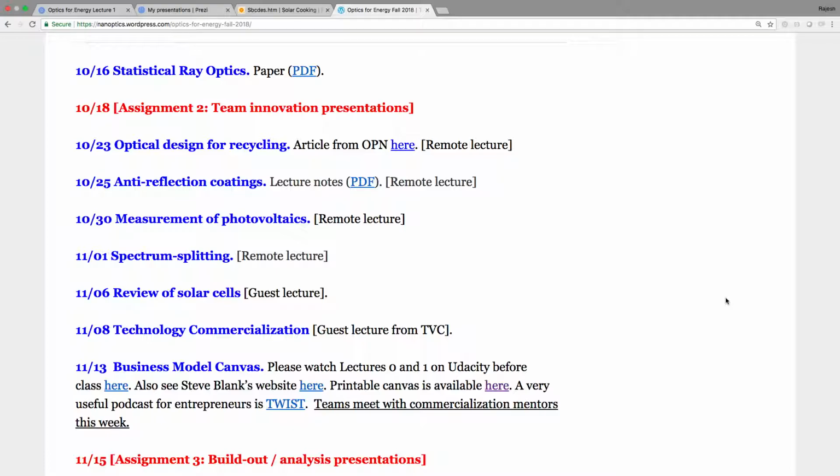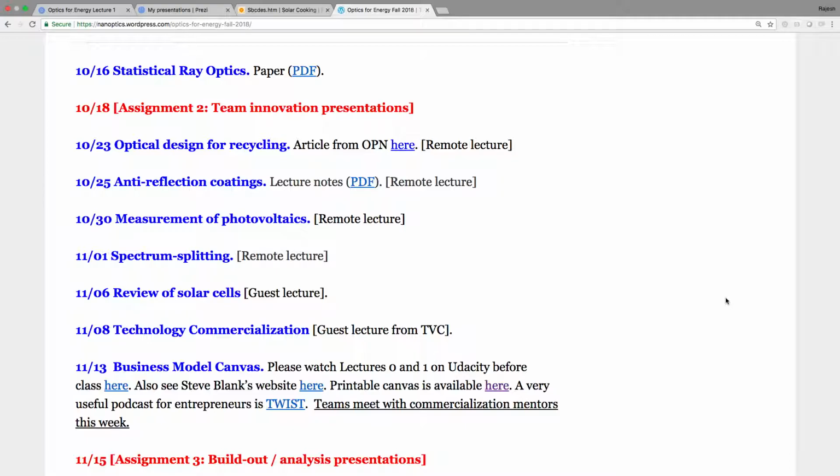So you can see, starting here, by the way, I forgot to mention, some of these are remote lectures, so just be aware of them. Here, some of these places I mentioned, teams meet with commercialization mentors this week. I will reiterate this, but the point is that we will be assigning one mentor, or maybe two mentors, to each team. They're all from the TVC, they are all experts in entrepreneurship and commercialization, and you will have the opportunity to meet with them as much as you want, but at least once a week when I say. So it's really only two times you're going to meet with them at the minimum. The idea is to talk to them and get some feedback on your ideas, your proposal, your plan, presentations, and so on. Really, really useful, so take advantage of it.